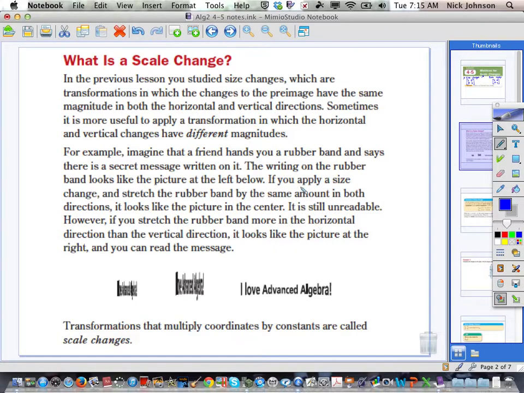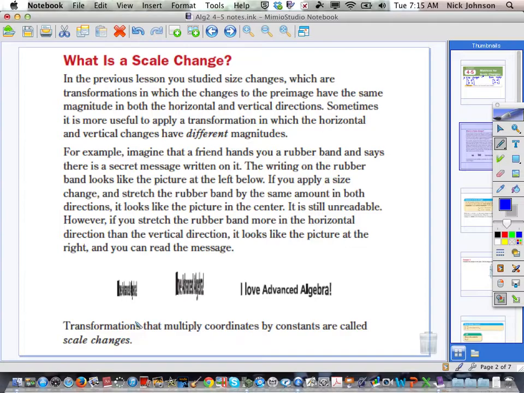For example, imagine a friend hands you a rubber band and says there is a secret message written on it. The writing on the rubber band looks like the picture at the left below. If you apply a size change and stretch the rubber band by the same amount in both directions, it looks like the picture in the center. It is still unreadable. However, if you stretch the rubber band more in the horizontal direction than the vertical direction, it looks like the picture at the right, and you're allowed to read the message. Pretty neat. Everybody loves advanced algebra.